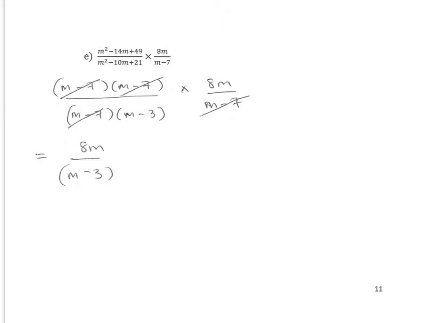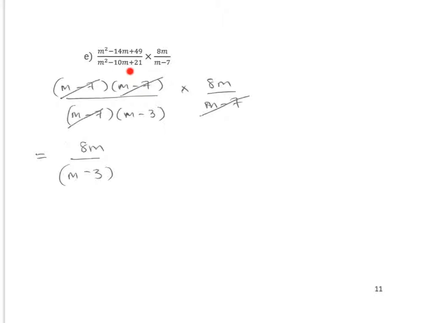And part E, always look at a fraction and see if anything can be factorised. Factorising means we can cancel terms out and it makes the calculation much easier. It's a multiplication question, so we don't need to worry about common denominators. So let's look, we've got a quadratic on the numerator of our first fraction, and we can factorise that to m minus 7 times m minus 7.